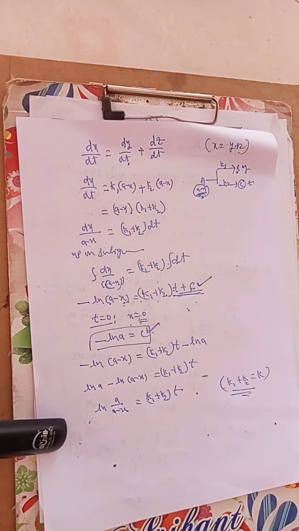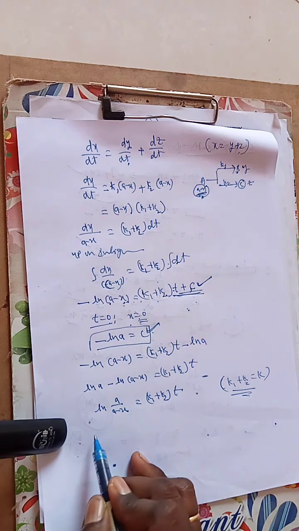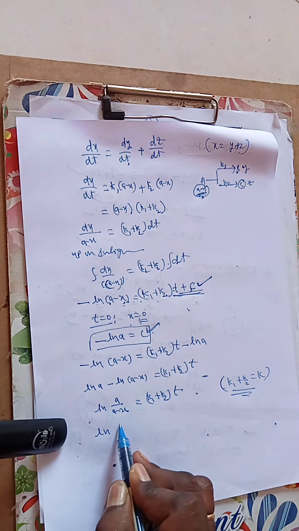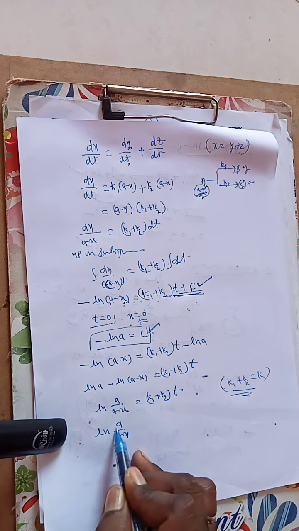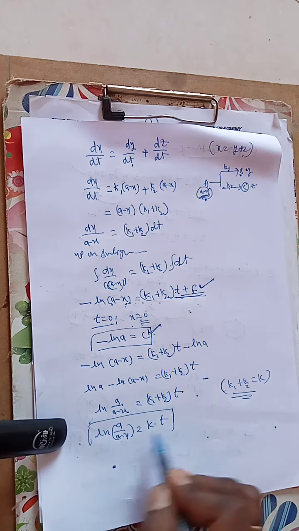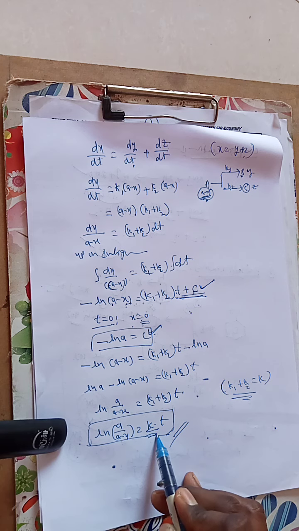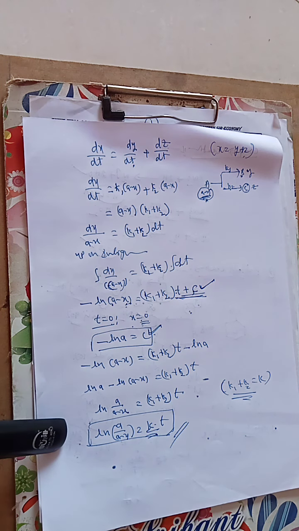After that, k1 plus k2 we just assume as k, because we want only one reactant, only one rate constant. After that we can calculate k1 and k2 individually. Simply we can write ln a by (a minus x) is equal to k into t. K into t. This is the final equation. But here k is equal to k1 plus k2.